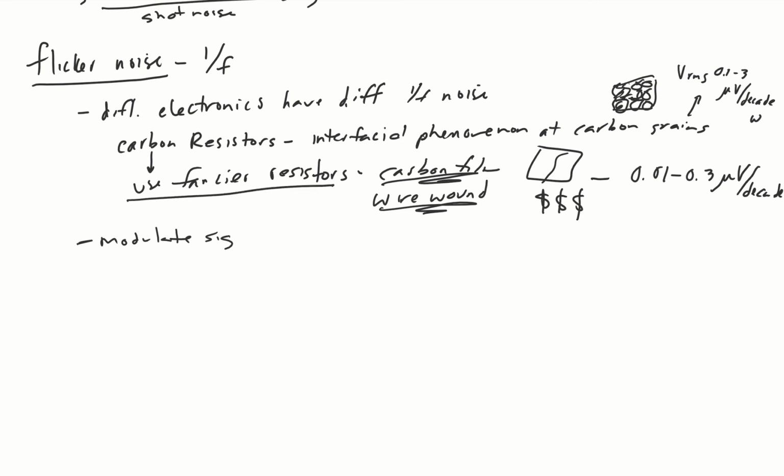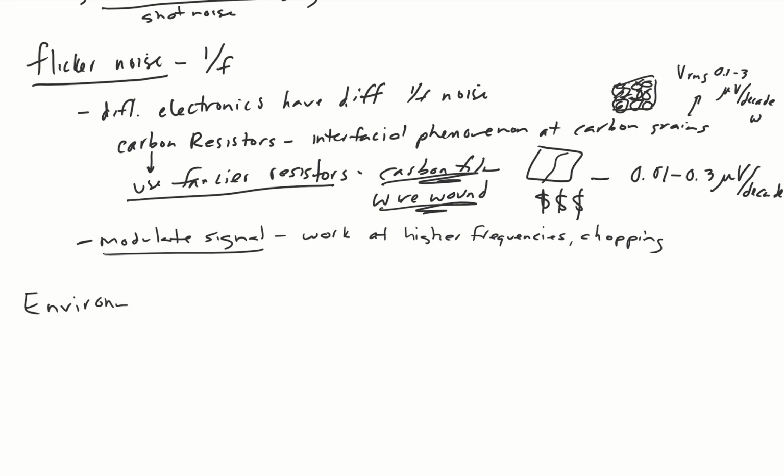So one way to reduce flicker noise is to use fancier resistors. Another way is to modulate the signal. And this would be a way to work at higher frequencies, if you chop it up. So those are some options to overcome flicker noise. Then, finally, environmental noise.